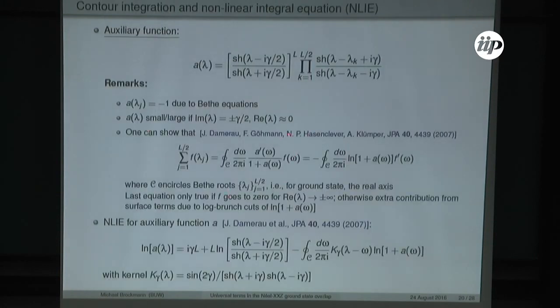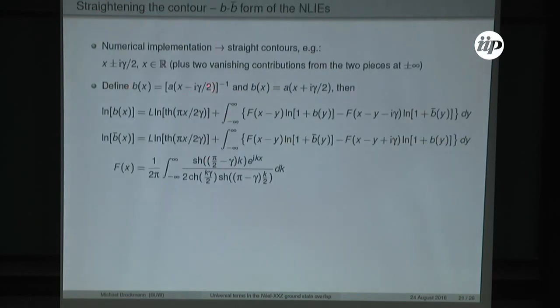But we would like to get some numerical values at the end, and contour integrals are not good for numerics. So we have to straighten the contour in a certain way. So we define two functions, B, which is the inverse of A of x minus i gamma over 2. I take the inverse here because then the function B is small around the origin. And here I define another function, B bar, as A of x plus i gamma over 2. And this is also small for real x around the origin.